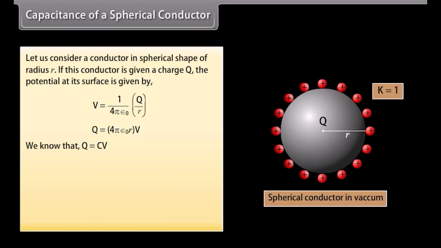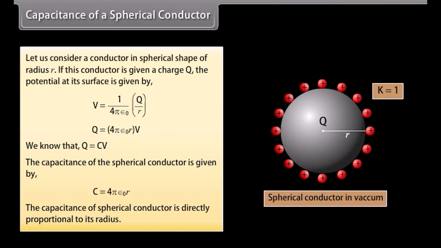We know that Q is equal to CV. On comparing the above equations, the capacitance of the spherical conductor is given by C is equal to 4 pi epsilon naught R. This relation shows that the capacitance of a spherical conductor is directly proportional to its radius. Larger is the radius, larger will be its capacitance. This expression is true for the conductor placed in air or vacuum.